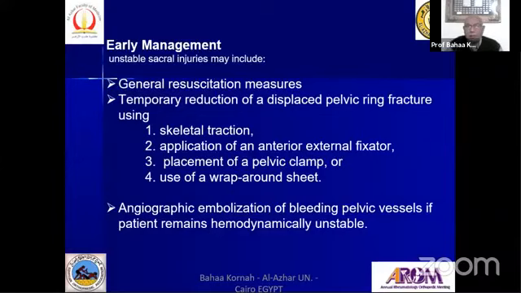What about the early management? The early management for unstable sacral fracture may include general resuscitation measures. As we mentioned, this is sometimes a life-threatening condition, so we need general resuscitation for the ABC and temporary reduction of the displaced pelvic ring fracture. This can be done by skeletal traction, application of an anterior external fixator, emergency placement of the pelvic clamp, or using a wrap-around sheet. Angiography and embolization of the bleeding pelvic vessels if the patient remains hemodynamically unstable.